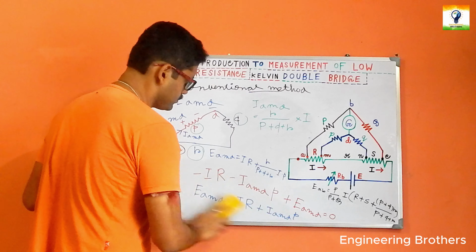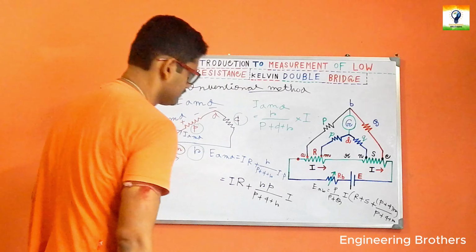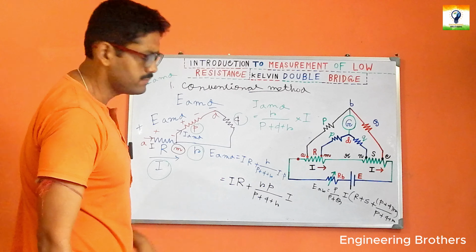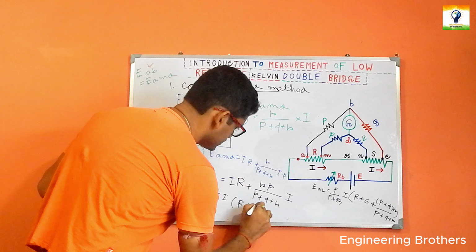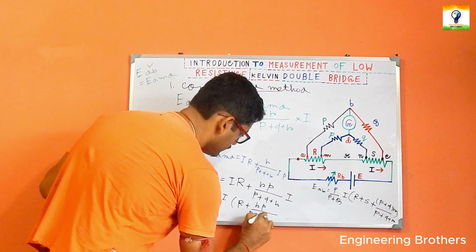Now ultimately, what is the final expression that we have got? The final expression is I bigger R plus our small p divided by P plus Q plus R multiplied by our I. Is it not the same one? Now if you take the common of I, we have got R plus small p divided by P plus Q plus R. So this is our expression for our EAMD over here.